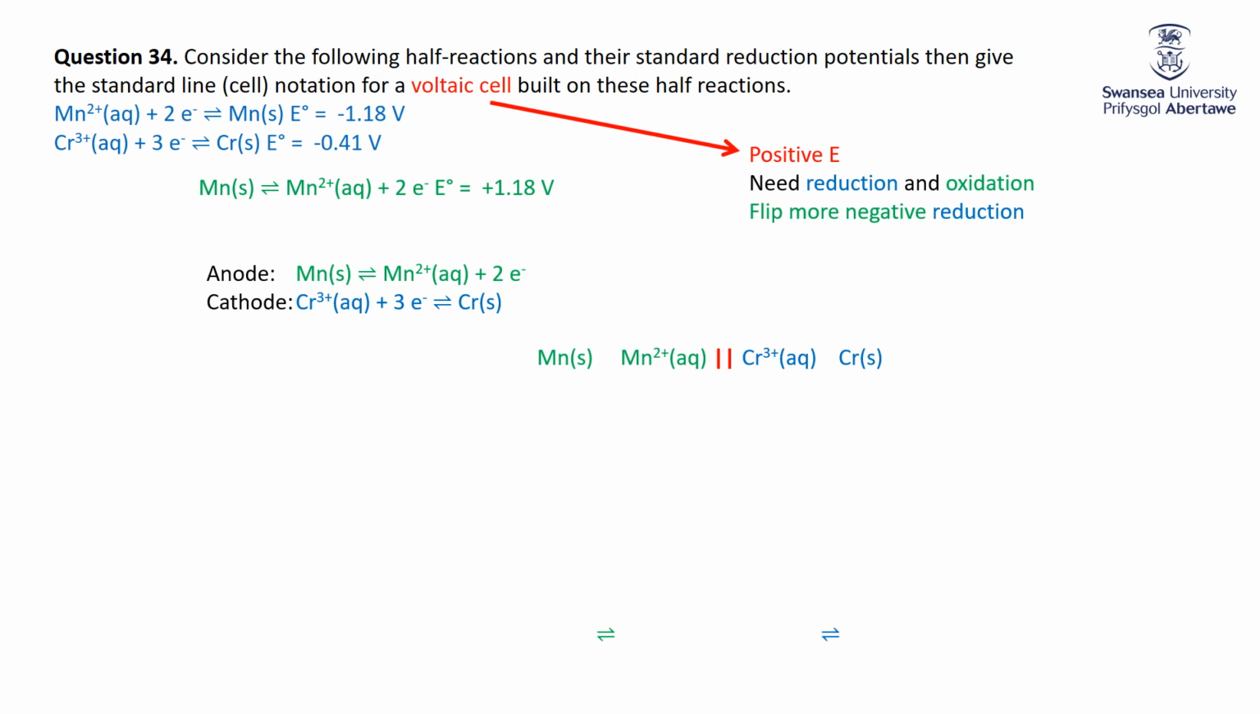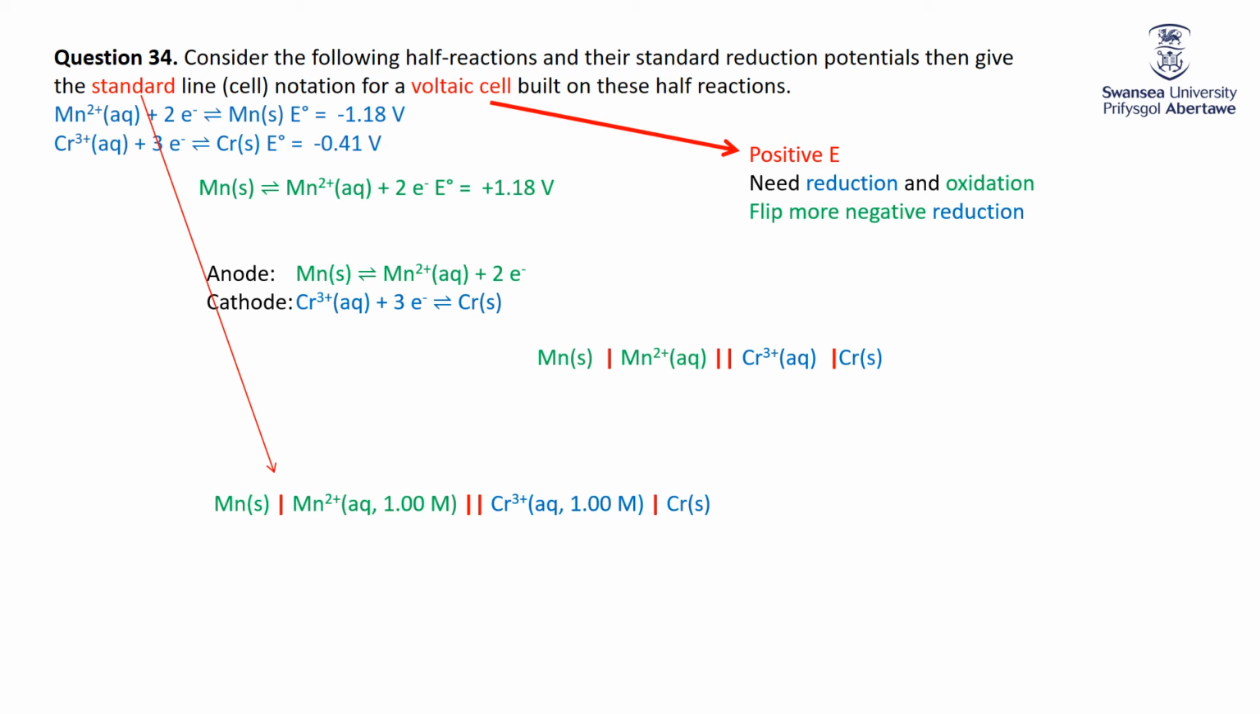Instead of the nice little 2-way arrows, we replace that with straight lines because we're going from solid to solution, solution to solid. We have a phase change. Now, I also wanted the standard cell notation. Standard cell notation means if you've got solutions, they are 1 molar. So therefore the correct full notation, there's the anode, there's the cathode, noting that the solutions are 1 molar.